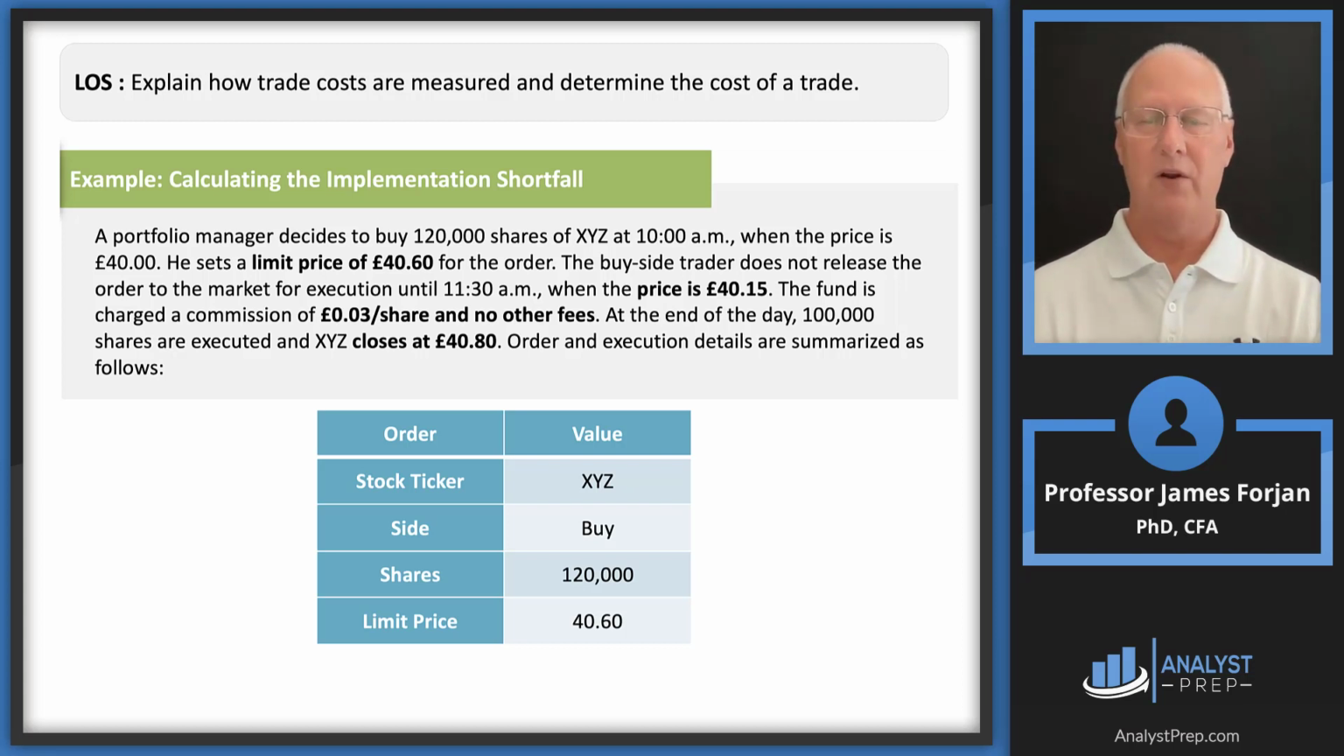The buy-side trader, for whatever reason, does not release the order to the market until 11:30. So what is that? 10 a.m. to 11:30 a.m. So there's a whole bunch of time that goes by when the price is 40.15. There's a commission there, 3 cents a share. At the end of the day, 100,000 shares are executed at a closing price of 40.8. So there's a summary. We're buying, there are the shares, and there's the limit price.